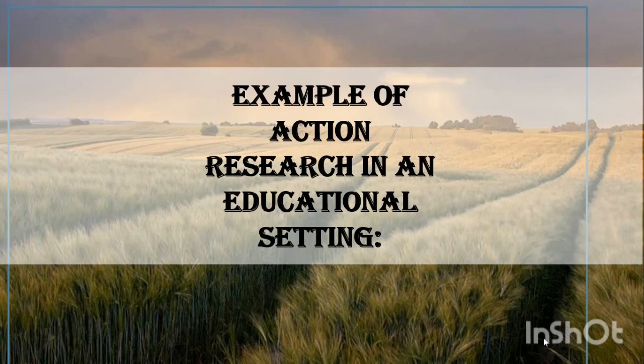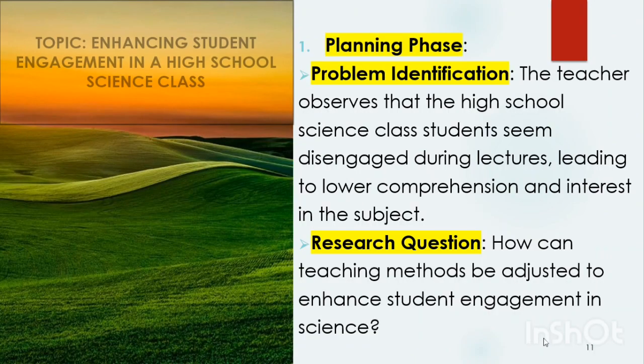Okay, let's try to explore the example of action research in an educational setting. So let's say that the topic is enhancing student engagement in a high school science class. So first, we are in the planning phase. So in the planning phase, the first step here is the problem identification. Alright? The problem should be identified first. So we have here the teacher observes that the high school science class students seem disengaged during lectures, leading to lower comprehension and interest in the subject. So that is the problem identification.